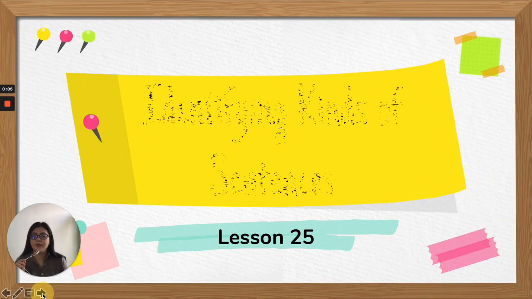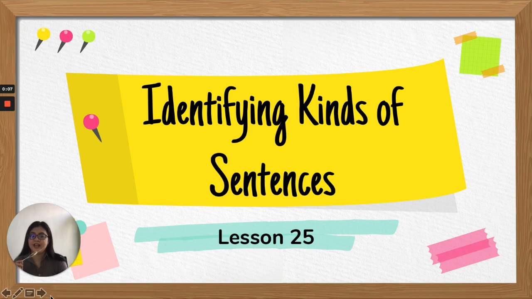So for today, we are going to talk about identifying kinds of sentences. This is lesson 25 in your English lessons. Okay, so let's start. By now, you already know what a sentence means, right? We have differentiated sentence and phrase before. And we also talked about the parts of a sentence. So we have said that a sentence is composed of a subject and predicate.